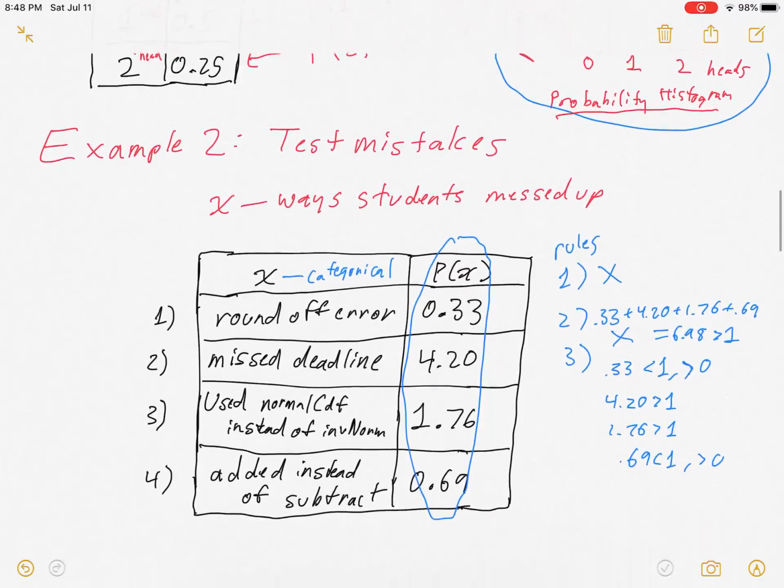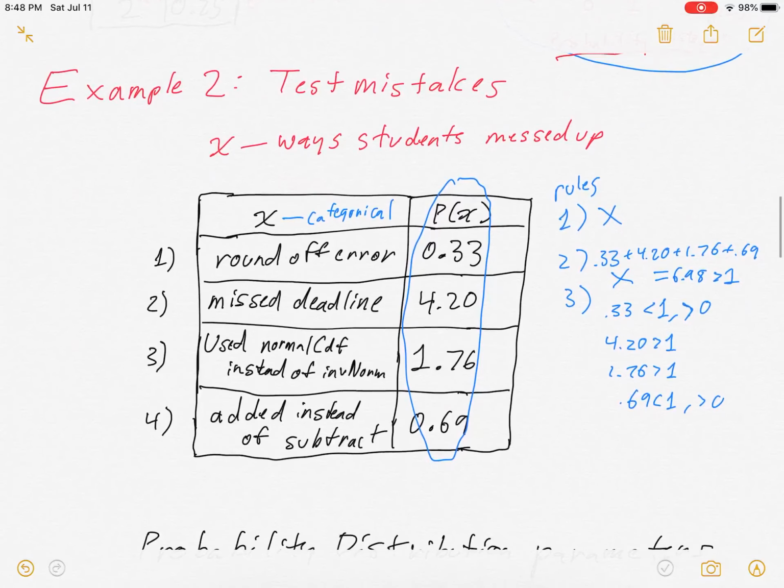Now let's go to example 2, test mistakes. Let's just see if this is a probability distribution. So x is defined as the ways a student messed up. And the first reason is a round-off error. Second reason, missed deadline. Third reason, use normal CDF instead of inverse normal. Oh, I do that one a lot. Fourth is added instead of subtract. Oh man, that one's really painful.